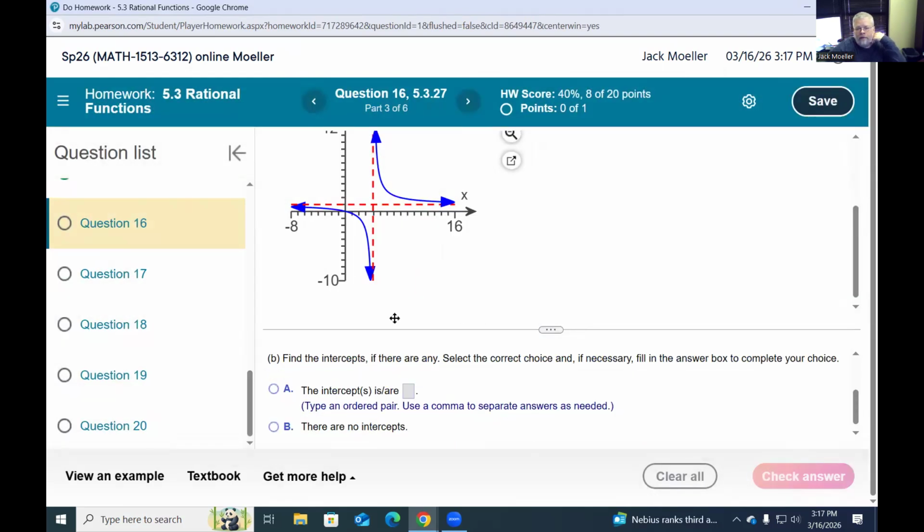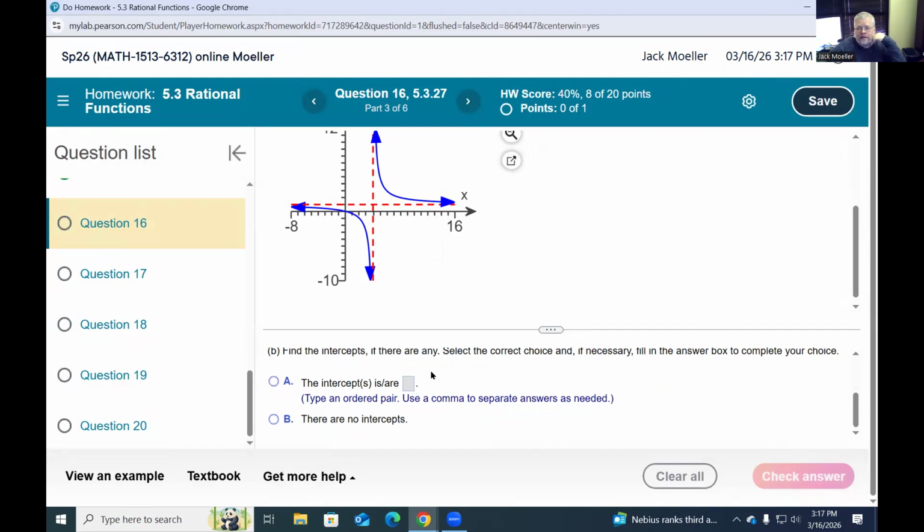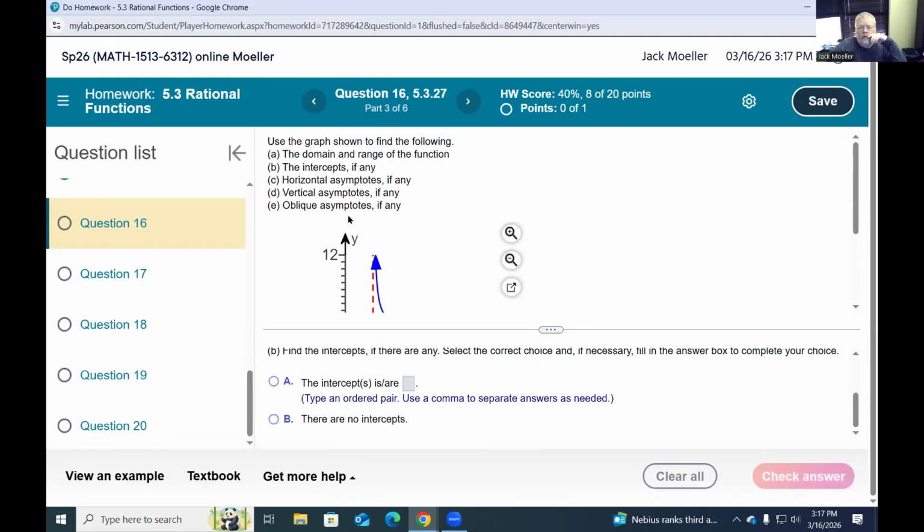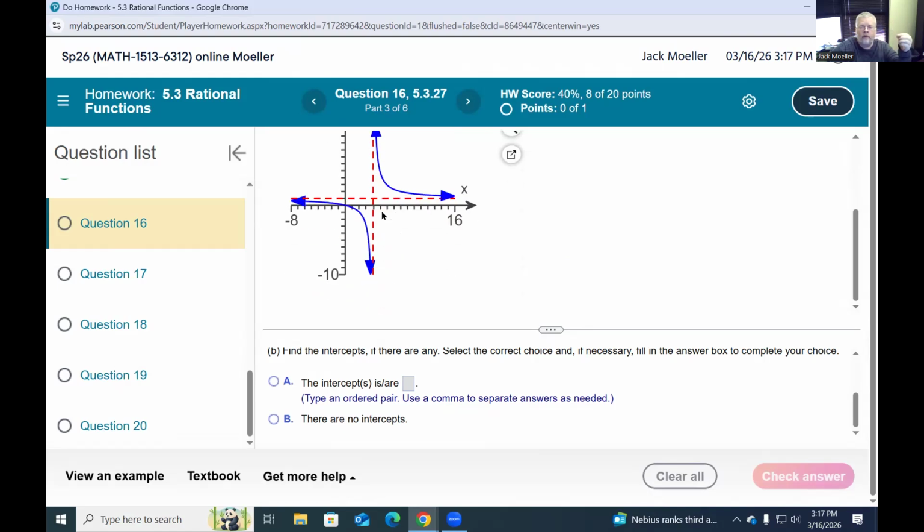Okay, so now find the intercepts. Now notice it does not say x-intercept and y-intercept separately. And we don't have a function to plug anything in, so this is just looking at the graph. So where does this graph cross the x-axis and y-axis? You kind of have to assume they happen together. What does that look like? It looks like 0, 0.